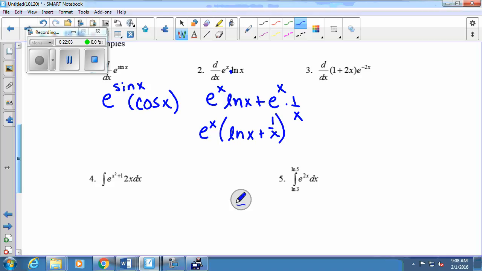What are you going to do on number 3? What are you going to do? How far do I want to go? I know you're waiting for that quiz. Can you just take the derivative of this? What are you going to get? Is it product rule? So what's the derivative first?